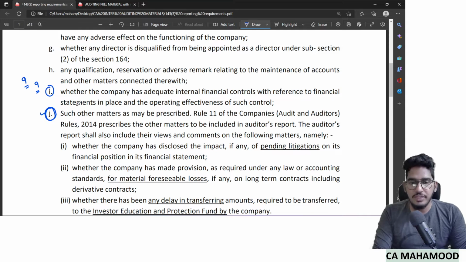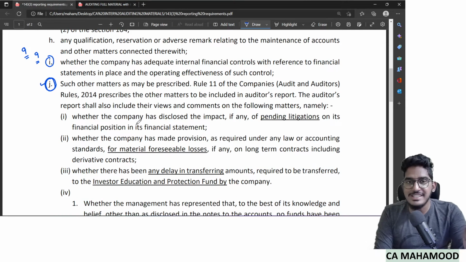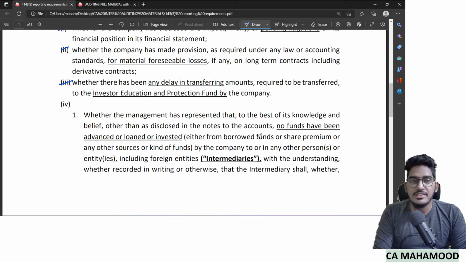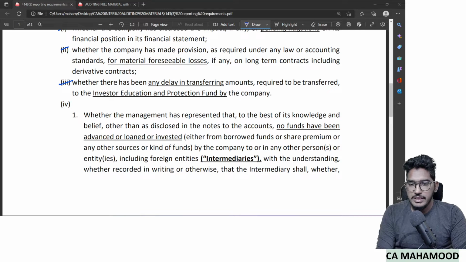Over a period of time, extra reporting requirements were added. Till now, there are 6 extra matters which were added under 143 subsection 3 clause J. Let us try to understand them. Out of those 6 points, the initial 3 points have been there for a very long period of time. The 4th, 5th and 6th points are recently added. So let us try to understand them now, starting with the first one.